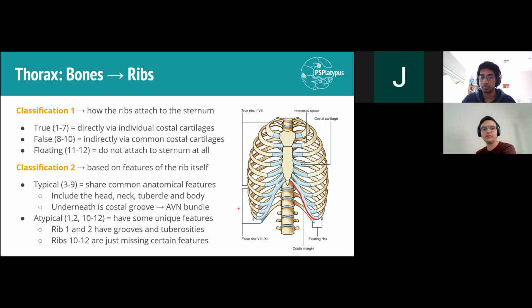So just keep in mind that 3 and 9 and everything in between are going to be the normal sort of typical ribs.